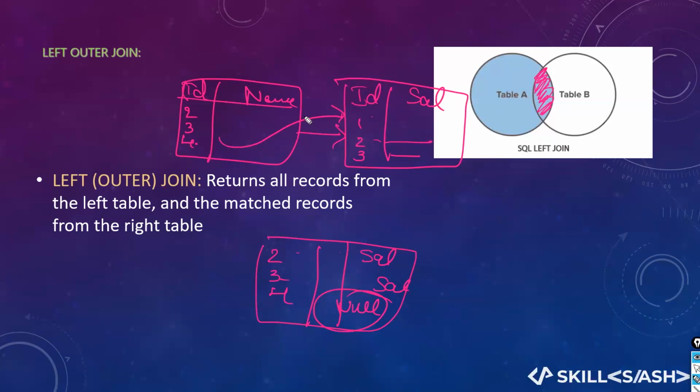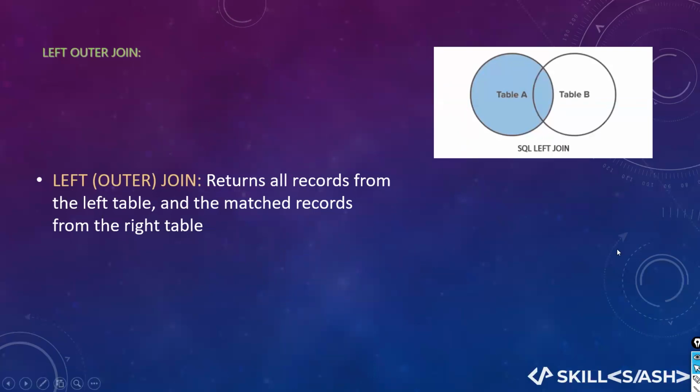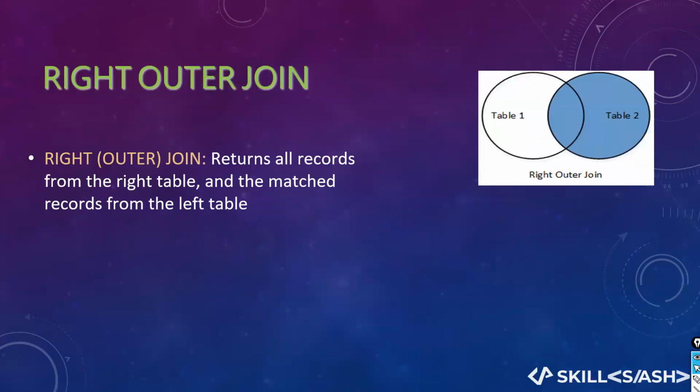So this is about left outer join. Basically you have all records from the left table and only those records which are matching from the right table. This is not taken as my output because it has nothing matching in my left table. Similarly, you have right join. Right join is basically where you have all the records from the right table and only matching records in the left table. This is about left join, right join. I hope it is clear.